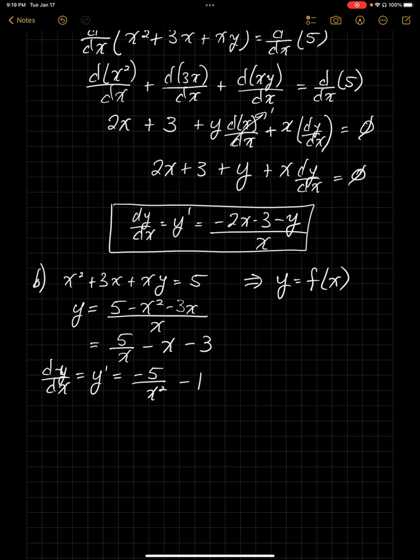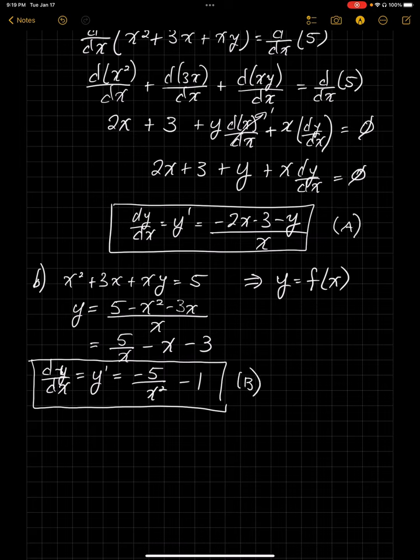And so when we solve the derivative explicitly, we get this relationship that dy by dx is equal to negative 5 over x squared minus 1. And if we call this equation A and we call this equation B, at first glance it appears as though equation A does not equal equation B, which would be a surprise since we've taken the derivative, right? The left-hand side of the expression is saying that they should be equal.